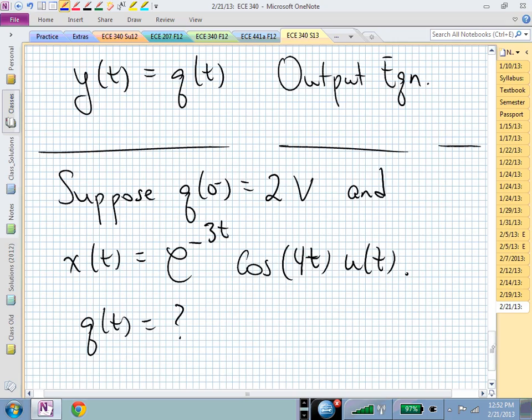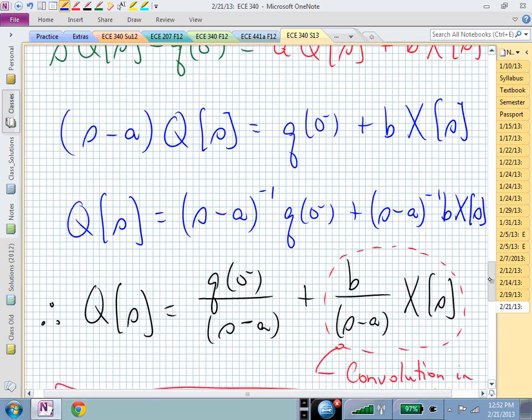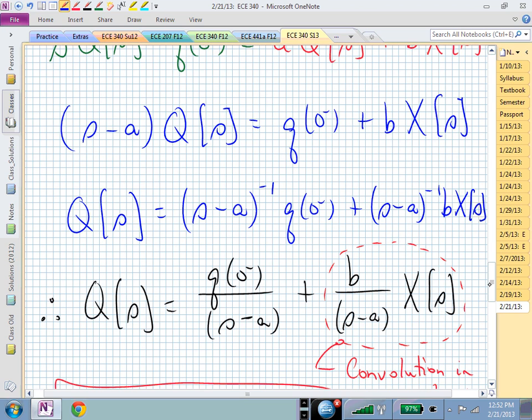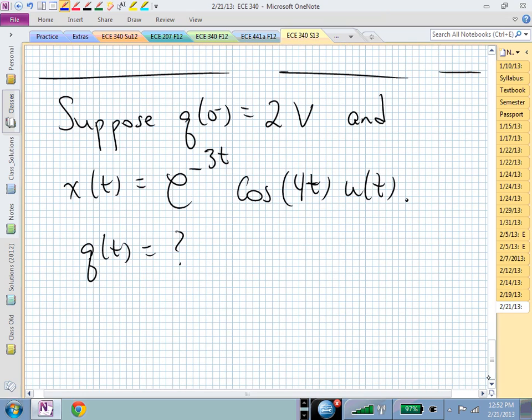We can now go back to the expression for capital Q of S. We have A, that was -1. This now becomes S plus 1. Q of 0 minus is 2. So we have 2 over S plus 1. Well, that's easy to actually find that piece of the solution for little q of t. This becomes 1 over S minus a minus 1, or 1 over S plus 1, times capital X of S. We need to Laplace transform little x of t.